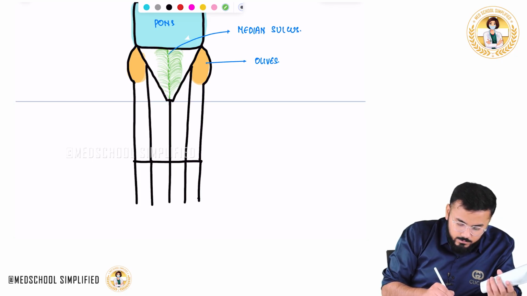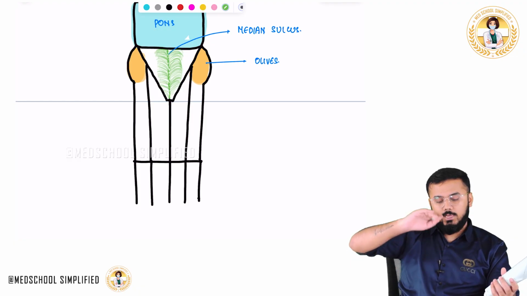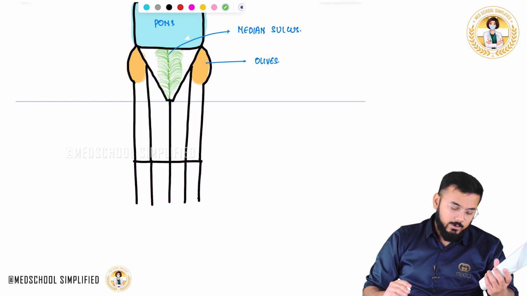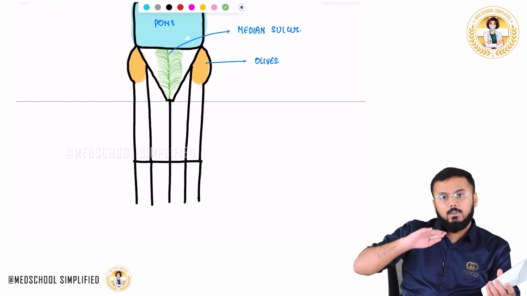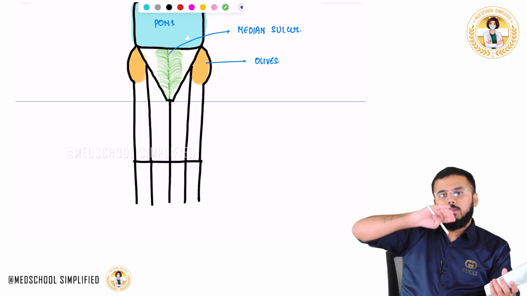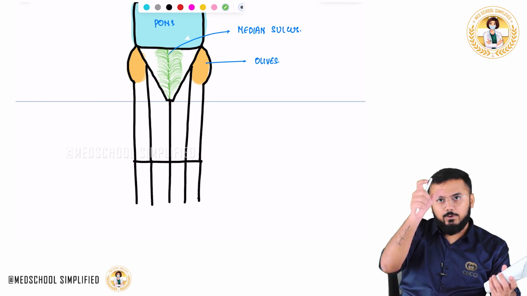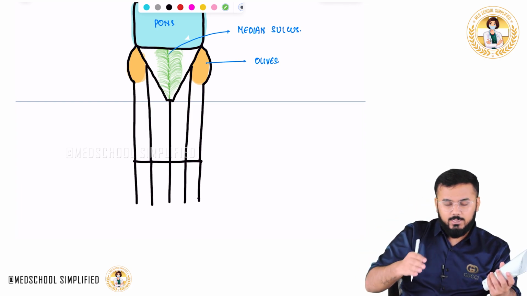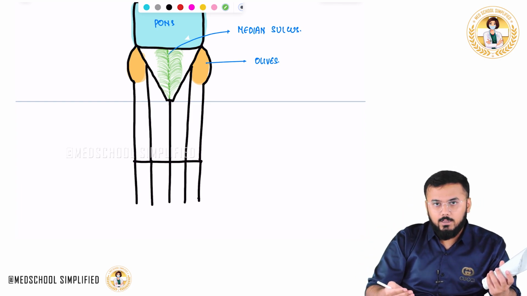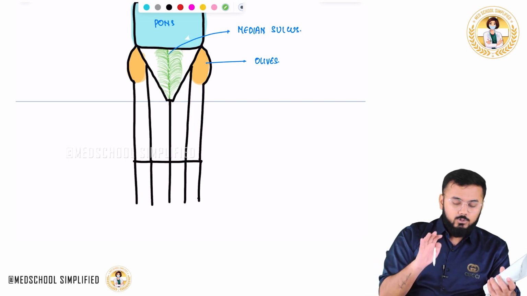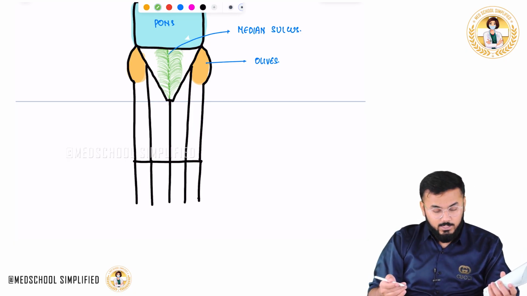You see this? On either side of the median sulcus, I try to draw an eminence like this, though I don't know that it is really like that. Let us say a swelling, a longitudinal ridge-like thing, which I've tried to draw over here. So there are two longitudinal swellings on either side, right?